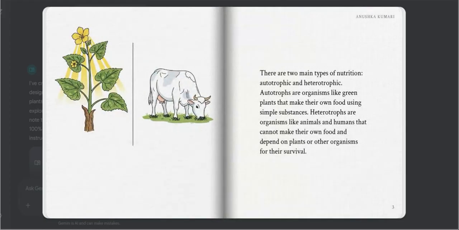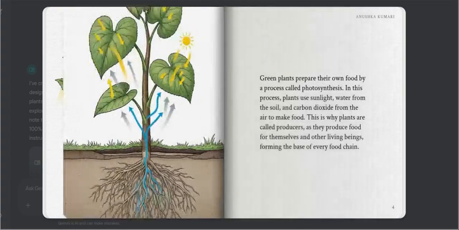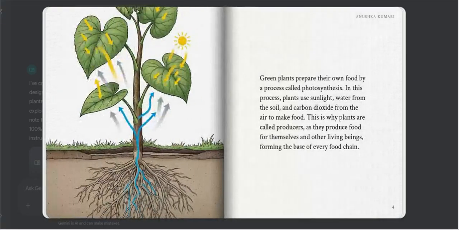There are two main types of nutrition, autotrophic and heterotrophic. Autotrophs are organisms like green plants that make their own food using simple substances. Heterotrophs are organisms like animals and humans that cannot make their own food and depend on plants or other organisms for their survival. Green plants prepare their own food by a process called photosynthesis.